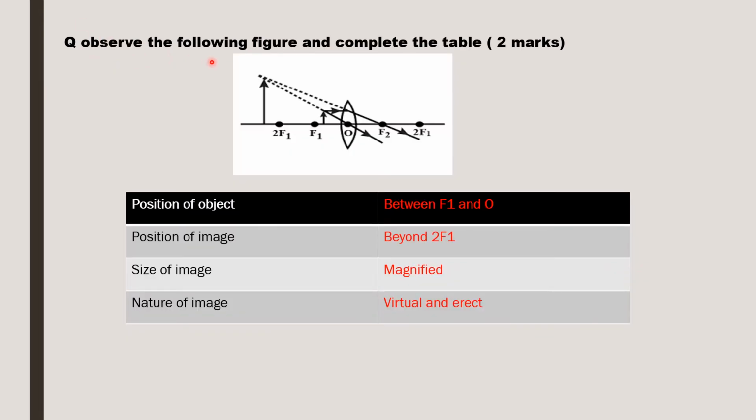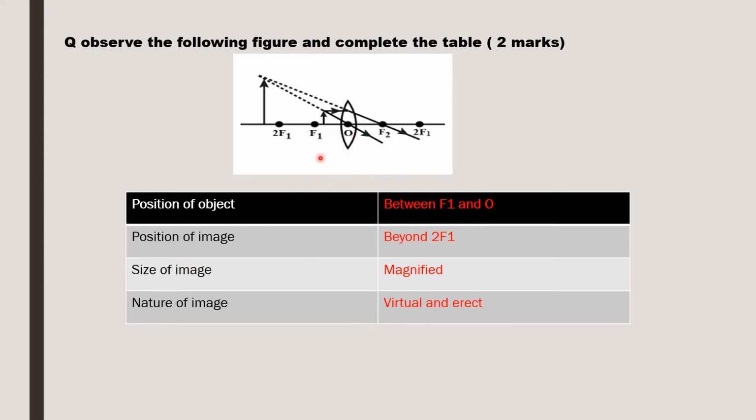This was another question which was asked in the board for 2 marks. Observe the figure and complete the table. So in the table, position of the object, position of the image, size of the image and nature of the image were asked, and you had to fill in the other side of the table. So what is the position of the object here? Between f1 and O, or you can also write within the focal length of the lens.